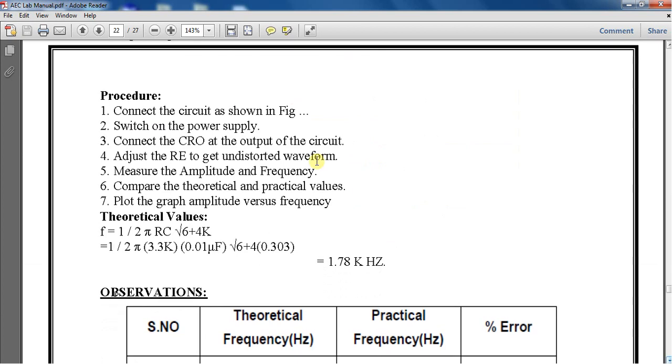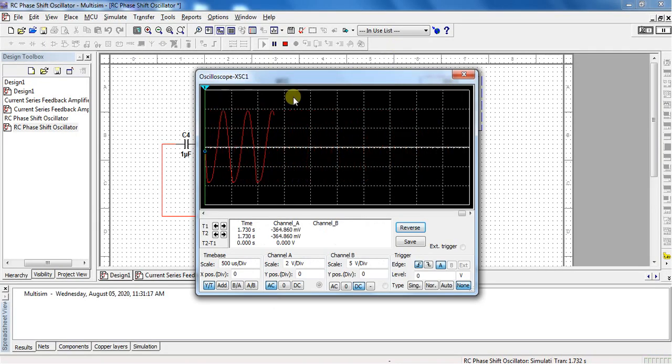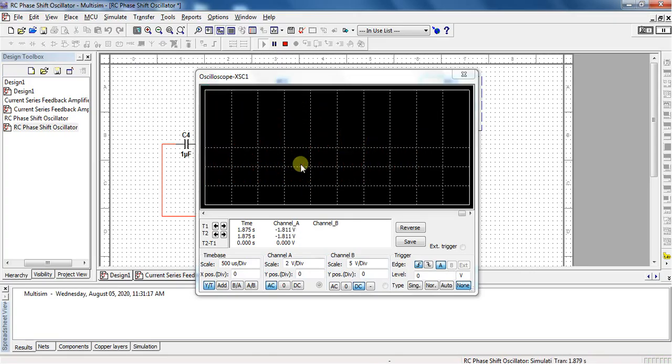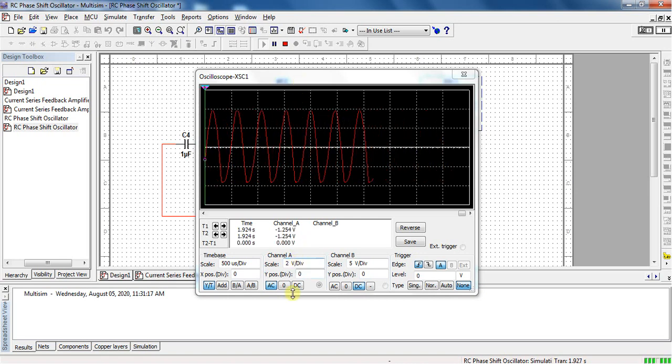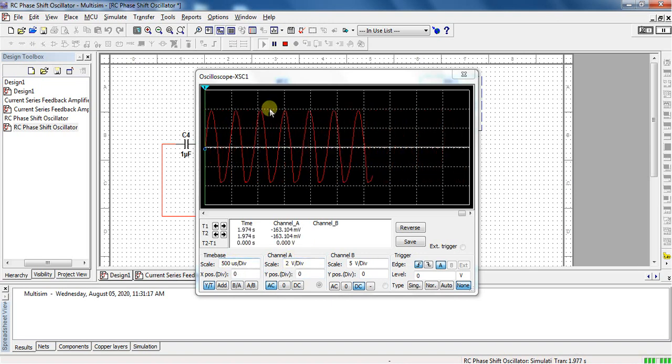Connect the circuit as shown in the figure, switch on the power supply, connect the CRO at the output of the circuit, and adjust the emitter resistance to get an undistorted waveform. The output should be undistorted, the complete sinusoid. This should be a sinusoidal signal, and measure the amplitude and frequency. We know how to measure them: amplitude is height into volts per division, here 2 volts per division into height, and time per division into width.